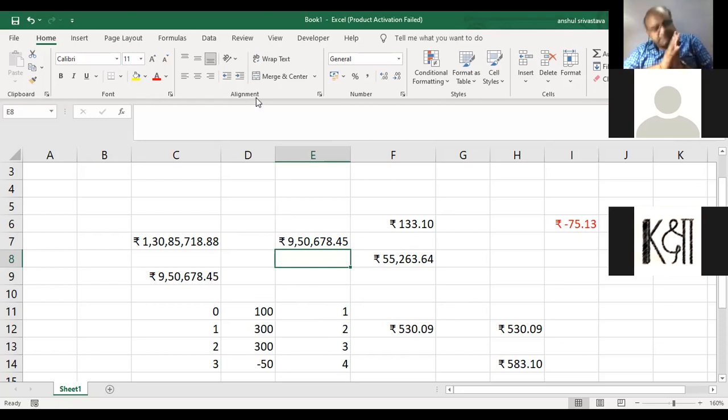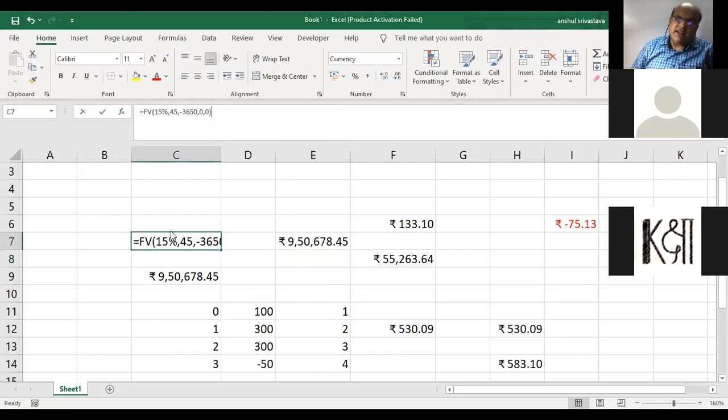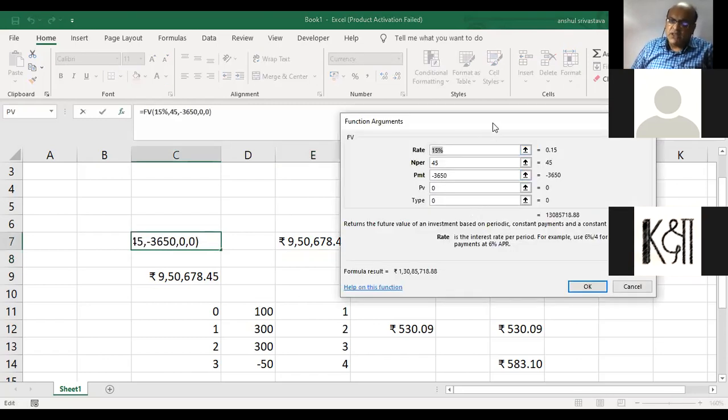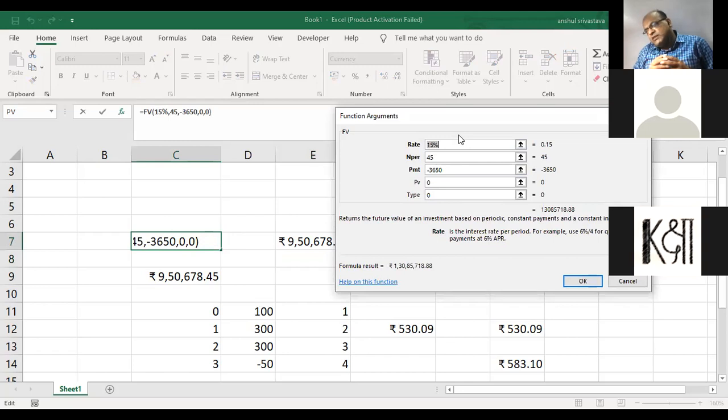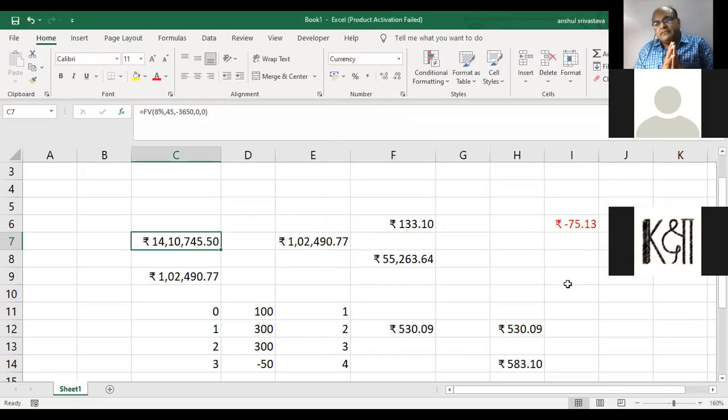Now the next thing that I was saying, what if we change the rate to 8%? Rest of the things remaining the same. What if this amount is invested in place of 15% at 8%? What will happen? We are reducing the rate by nearly half. So if I change the rate to 8%, look at the amount. Very interesting. Amount is 14,10,745.